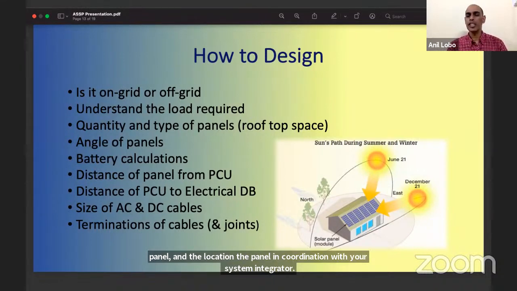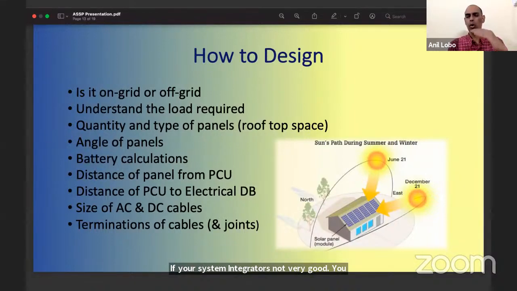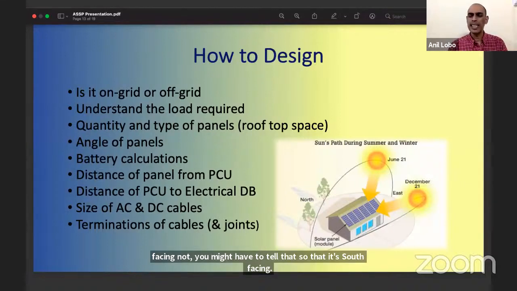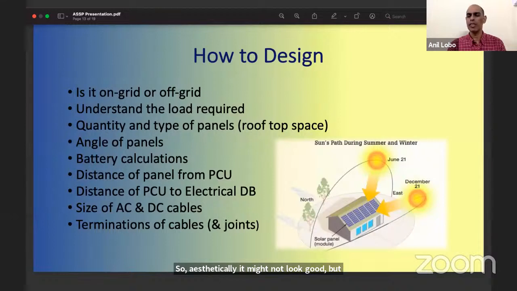If your system integrator is not very good, you can go on Google and check the optimum angles for your panel. You might have to modify the civil structure of your roof by putting some sort of steel frame if the angle is not optimum. For example, if your roof is facing north, you might have to tilt it so that it's south facing. So aesthetically it might not look good, but you will get the optimum amount of sunlight on your solar system.